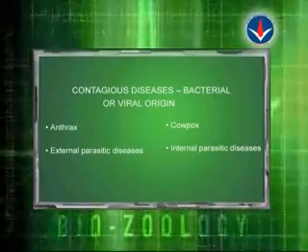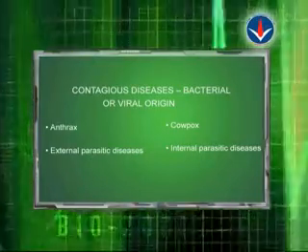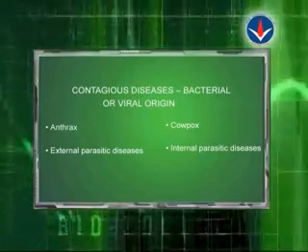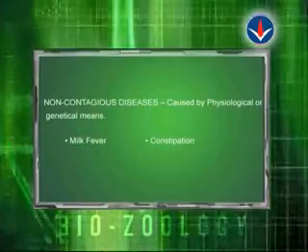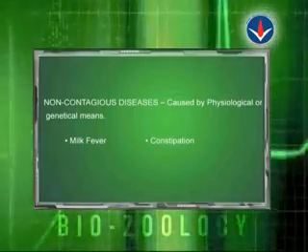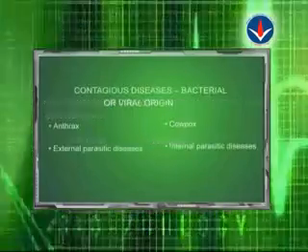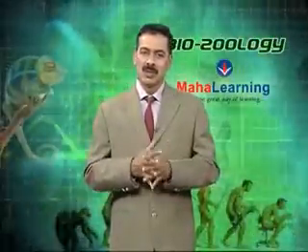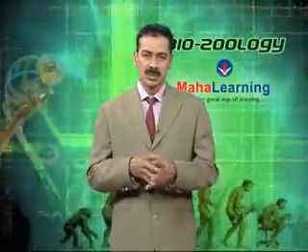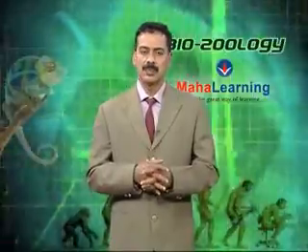So, under contagious type there are 2 diseases, one bacterial, one viral. Under non-contagious type there are 2 diseases, that is one is constipation and another one is milk fever. In between, internal parasites and external parasites. So, these are the 4 headings you have to write with the descriptions. So, even in this case you will be getting full marks.